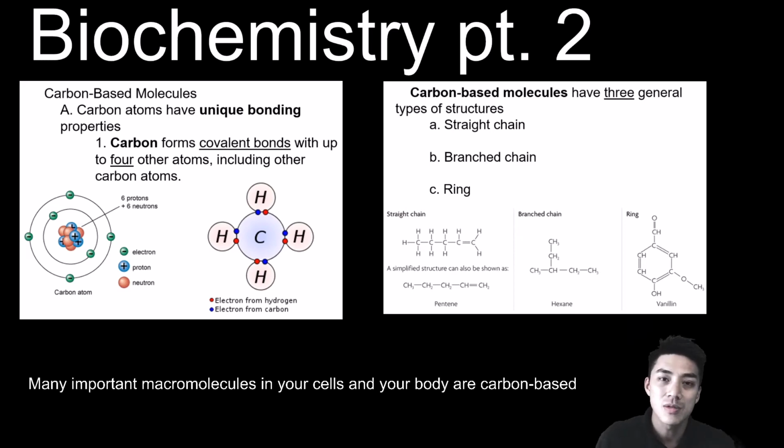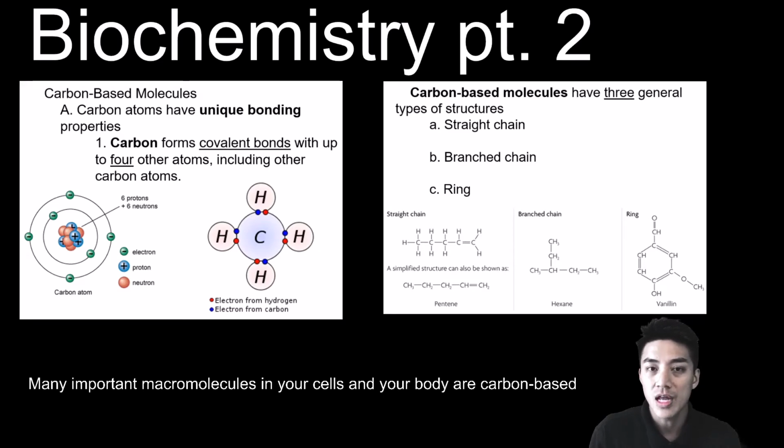In Biochemistry Part 2, you'll learn about the different types of macromolecules and how they help your body achieve its function. Now before we get there, you have to understand a little bit about carbon-based molecules. The thing about carbon is that it's very unique in how it can form 4 different bonds with different atoms and elements, including itself. As a result, carbon can make many different types of molecules with various structures.